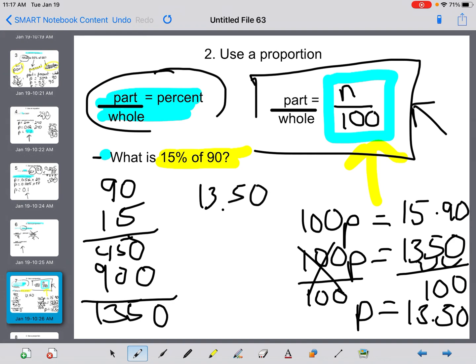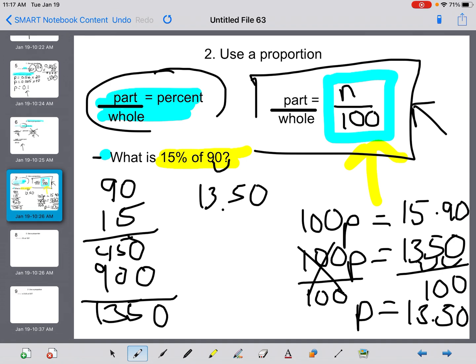Well, let me think about this. What would 10% of 90 be? I bump it over. Well, 10% is 9. So it makes sense that 15% is a bit more than 9. It's 13.50. Okay, let's do that. Let's see, two more times.